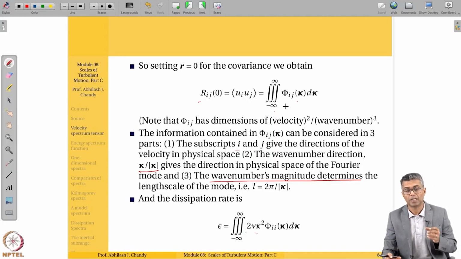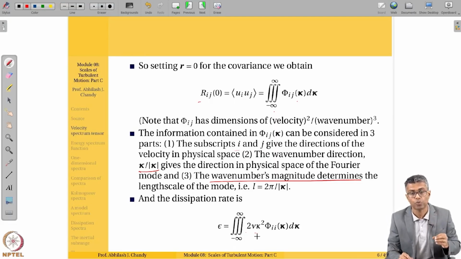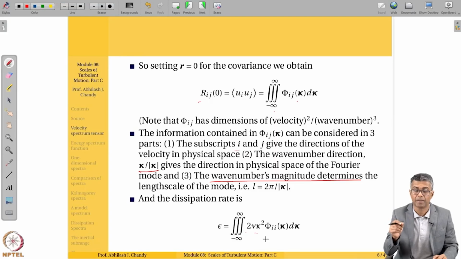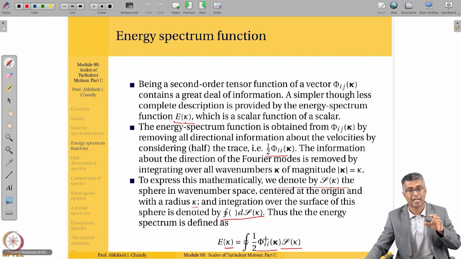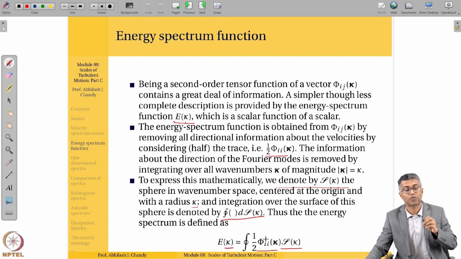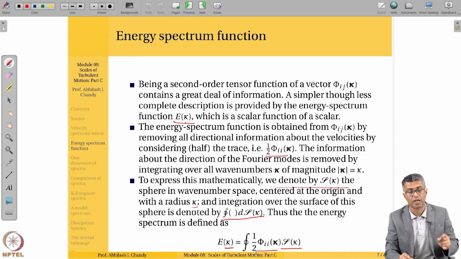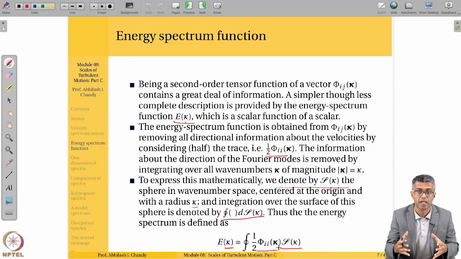Now, there's another quantity that we'll need to get to in order to get something meaningful. But before that, if you remember, for the dissipation, one way to get it is 2 nu kappa squared phi ii, where ii means the same component of velocity. So 2 nu kappa squared phi ii, that's the dissipation. Now comes the energy spectrum function. To get the energy spectrum function, you integrate half phi ii over the spherical space.